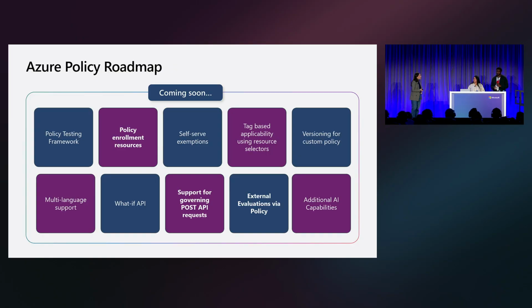Second is support for governing post-API requests, moving beyond just create, update, delete into post requests. Third thing I want to mention is external evaluations in policy. We're going to be expanding policy to not only audit and analyze based on properties in Azure Resource Manager, but maybe go beyond to an external data source, including ARG, or a custom endpoint where you have business critical data that you manage within your own environment.